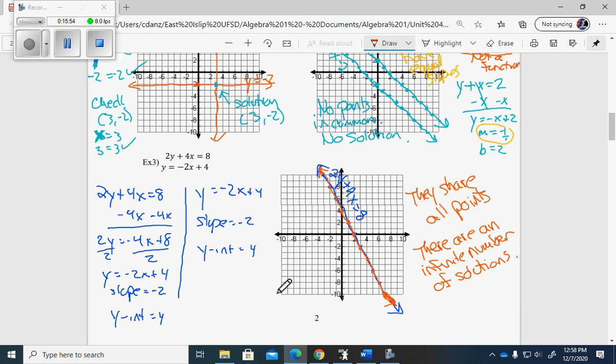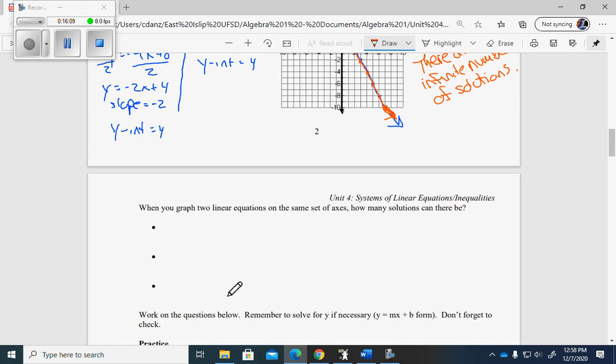Can you check them all? Absolutely not. There's an infinite number. The answers are never ending. So if you tried to check them all, you'd be checking till the day you died and still never be done. And that really is the lesson.